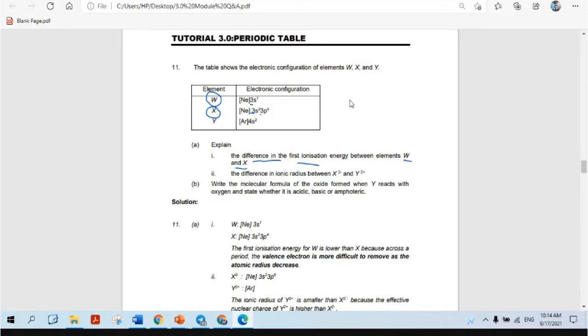N equal to 3 as well. Yes, X. Why? Because this one is group 1, this one is group 16. 2 plus 4 equals 6, p block plus 10, group 16. So across period. So X has higher ionization energy. Or you can also say W is lower than X. Up to you, you can say higher or lower.